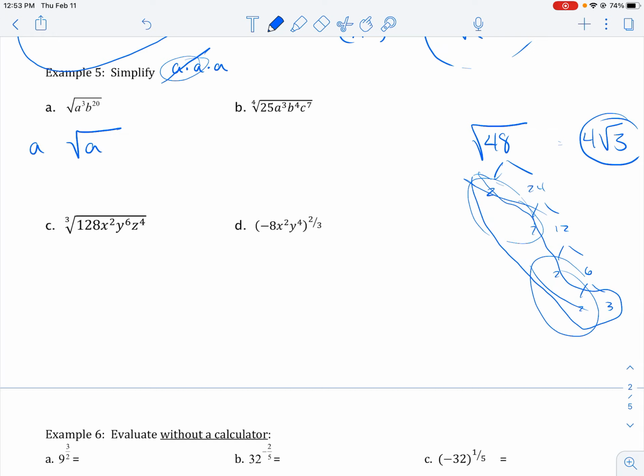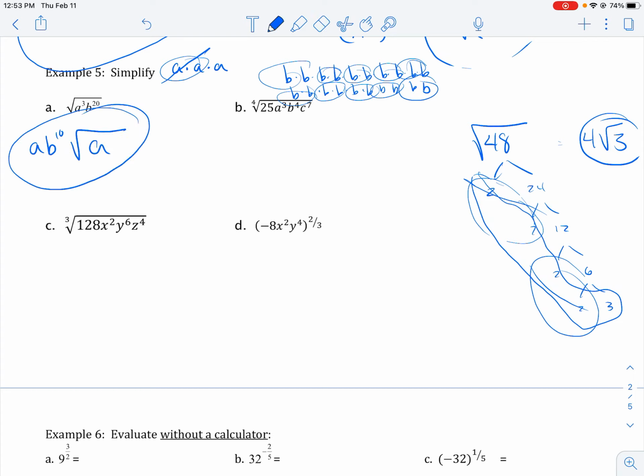Now, let's take a look at the B's. Now, I'm going to write all these B's out. Okay, there's 20 B's. So let's pick out the pairs. 1, 2, 3, 4, 5, 6, 7, 8, 9, 10. So 10 B's with none left over. So our answer is just this guy right here.